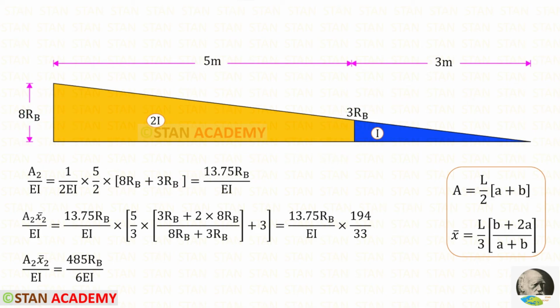Now let us find area 2 x bar 2 upon EI. We have already found area 2 upon EI. Let us apply that. Using this formula, we can find the centroid distance, but we are finding the centroid distance about the point B. So we have to add the remaining distance, that is 3. For area 2 x bar 2 upon EI, we will get 485 RB upon 6 EI.